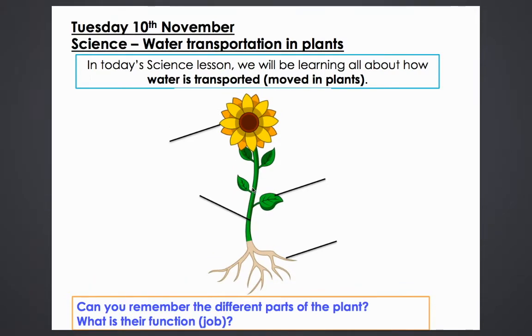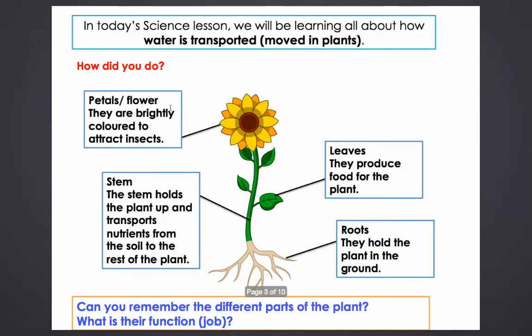Brilliant. Once you've done that, what I want you to do is have a look at the answers. So these are my answers. So I said the petals, they're brightly coloured to attract insects. Okay, we talked about how plants pollinate, and the insects pollinate the plants by spreading the pollen from plant to plant. Remember we did that little game outside on the playground, spreading the pollen around each other.